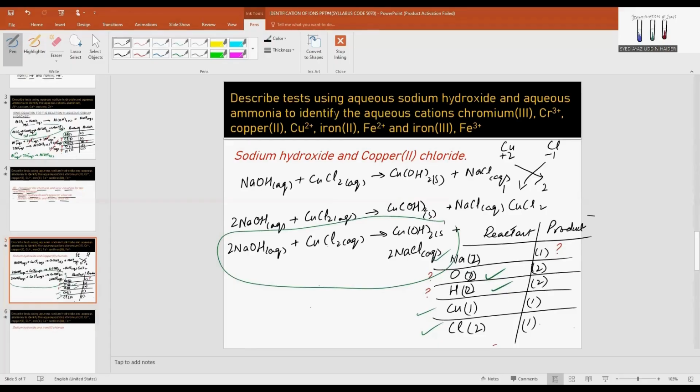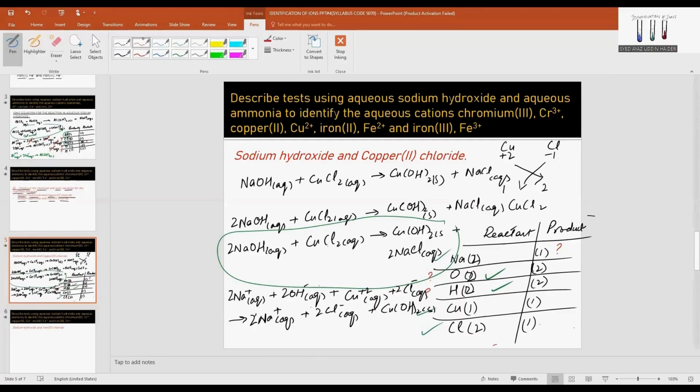Now write the ionic equation for this one. Remember, do not open the compound which is in the solid state. So you'll get 2Na plus aqueous plus 2OH minus aqueous plus Cu2+ aqueous plus 2Cl minus aqueous. It gives 2Na plus aqueous plus 2Cl minus aqueous, and the other product is Cu(OH)2 solid.